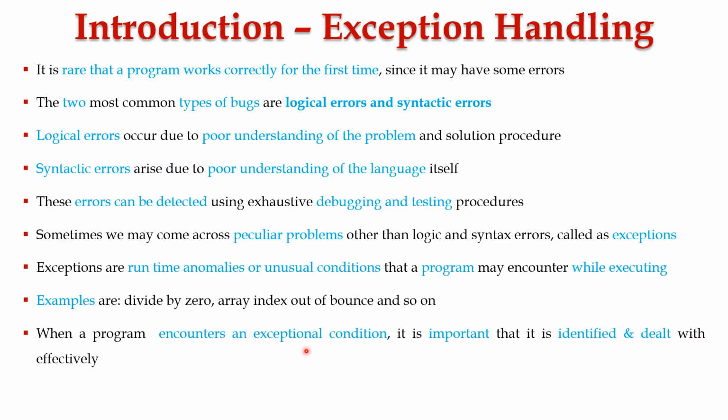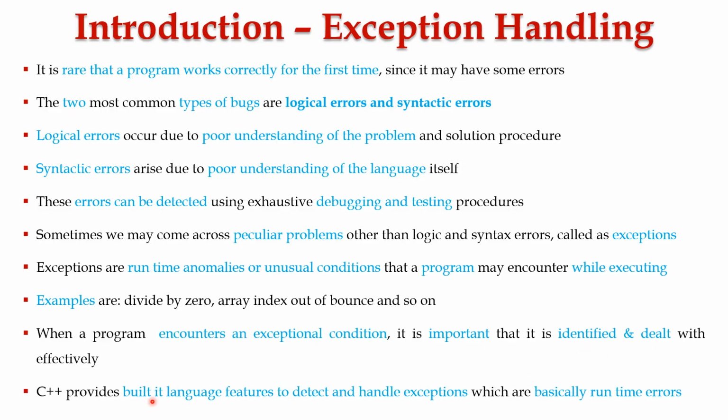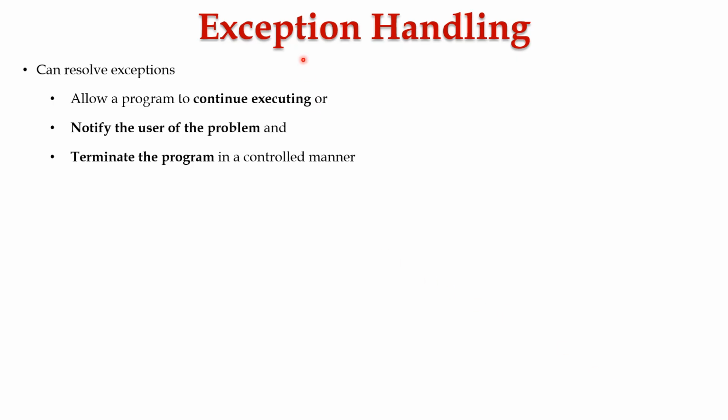When a program encounters an exception condition, it is important that it is identified and dealt with effectively. C++ provides built-in language features to detect and handle exceptions, which are basically runtime errors. Next, exception handling can resolve the following types of exceptions. It allows the program to continue executing, or it notifies the user of the problem, and it may terminate the program in a controlled manner. It makes the program robust and fault tolerant.